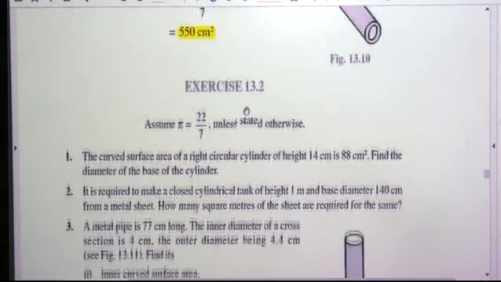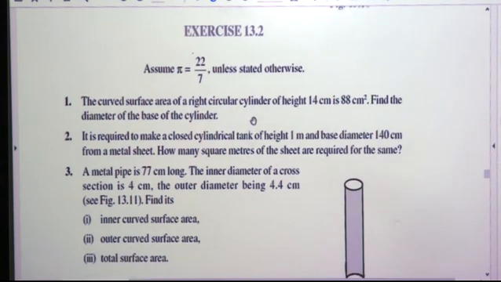Proceeding further, now we shall solve exercise 13.2. Assume pi is equal to 22/7 unless stated otherwise. In the very starting, the instruction is given that pi is equal to 22/7 unless stated otherwise. Unless it is mentioned as 3.14, we have to use the value of pi as 22 upon 7.